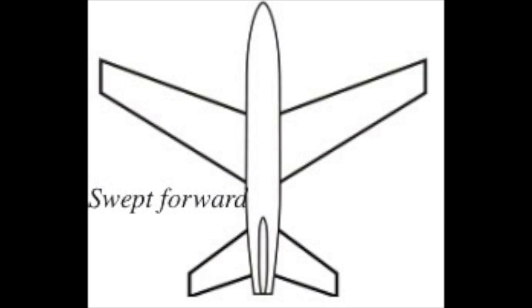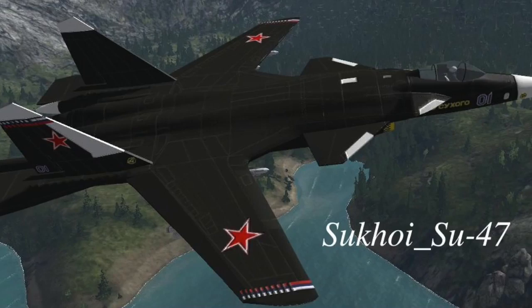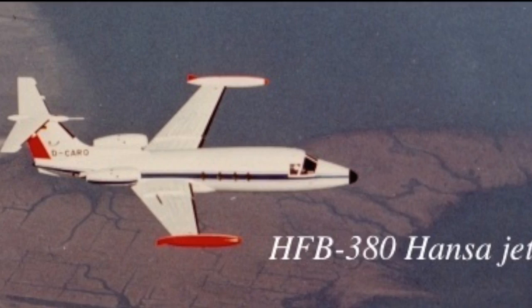Forward swept, the wing angles forward from the root, is the forward swept wing. The benefits of forward swept wings are similar to backward sweep. Also, it avoids the stall problems and has reduced tip losses, allowing a smaller wing, but requires even greater stiffness to avoid aeroelastic flutter, as with the Sukhoi Su-47 and the Hansa Jet, which used forward sweep to prevent the wing spar passing through the cabin.